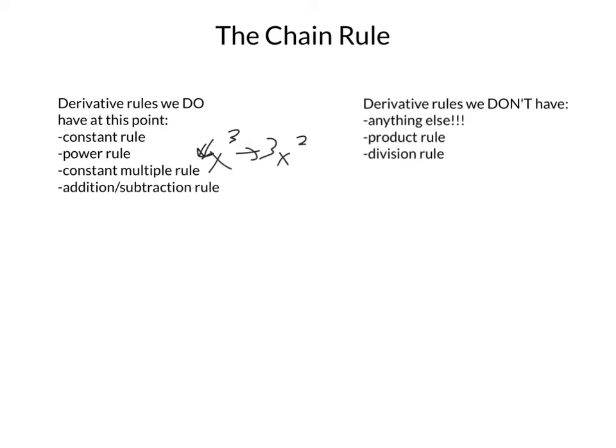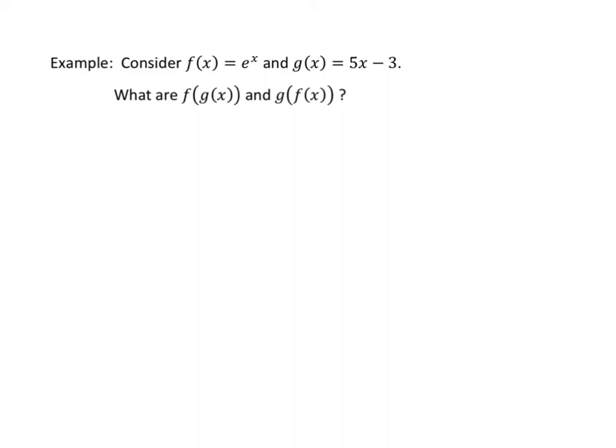And the chain rule is all about how we take the derivative of compositions of functions. But you may have forgotten what composition of functions is, so we're going to go over that really briefly before we actually get into the chain rule. So here we go. As an example, imagine that we consider these two functions. We have the function f(x) = e to the x, and we have the function g(x) = 5x minus 3.